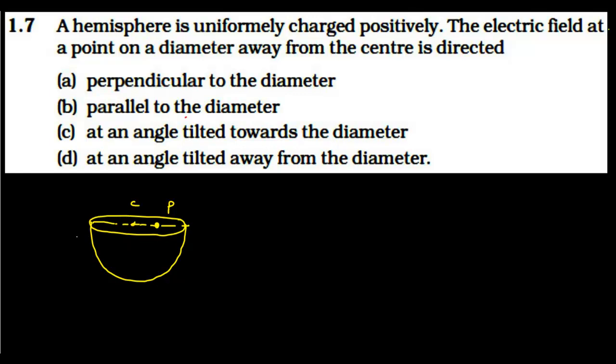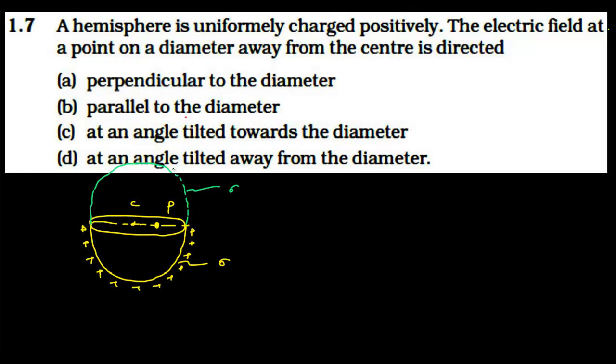So let's start with the hollow hemisphere. If we have a hollow hemisphere and the surface of that hemisphere is uniformly charged, meaning it has a uniform surface charge density sigma, then we have to find the direction of electric field at that point P. In order to find it, let's consider another hemisphere of similar characteristics and complete this hemisphere. So it also has surface charge density sigma.